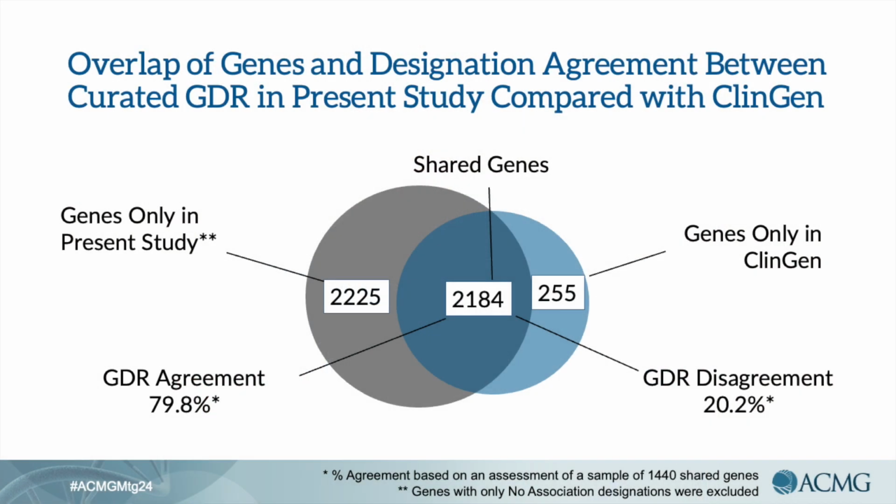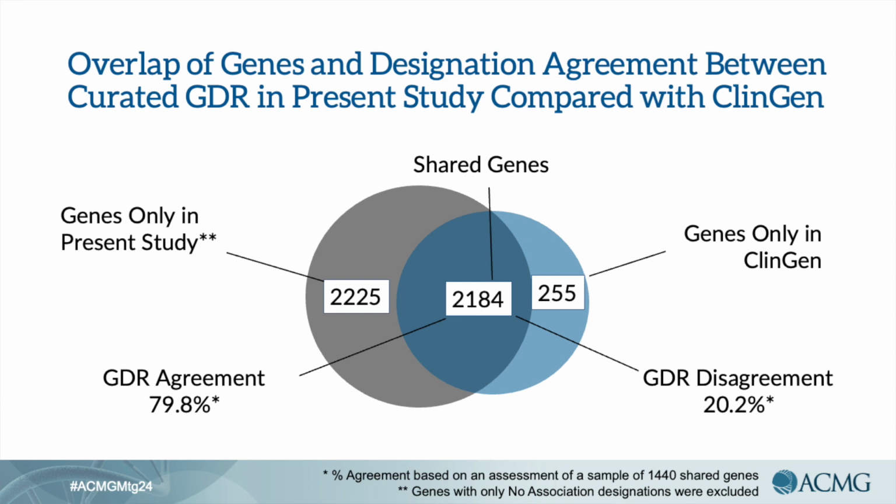We next turned our attention to compare that to a currently known data set of GDRs, and we looked to ClinGen. What you're seeing in the Venn diagram is a reflection of the work that we produced for our germline gene-disease relationship curations versus what's available in ClinGen. As you may expect, you see a crescent on either side, but a healthy overlap in the middle.